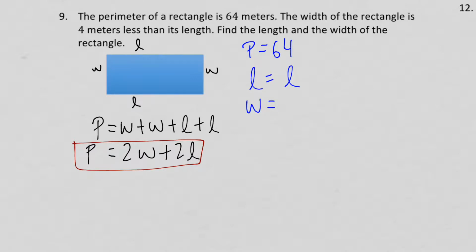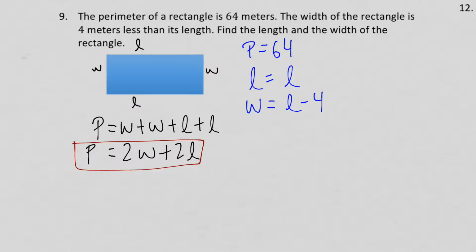For the width, you read the sentence and try to figure out how I can interpret the width using the L that I already have. The width of the rectangle is 4 meters less than the length. Less than means minus, but it's not 4 minus L. Remember, less than is the one that you flip around. It's the reverse, so it's L minus 4. You're going to write L minus 4 for the width. So the length is just L, but the width is L minus 4 because it's 4 less than the length.